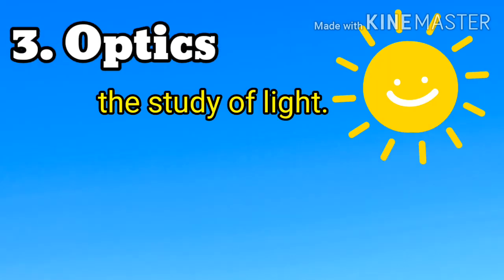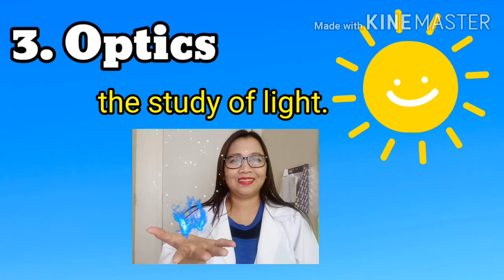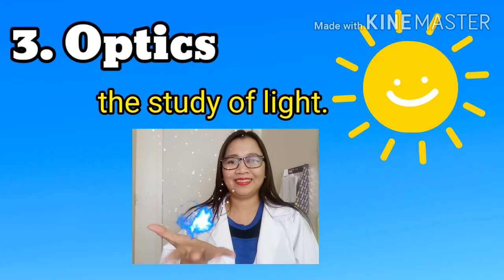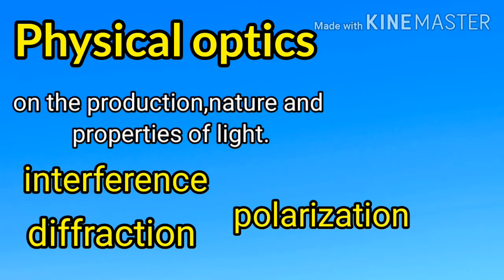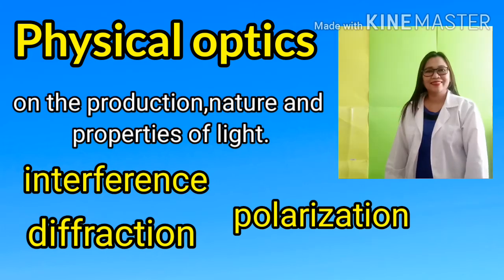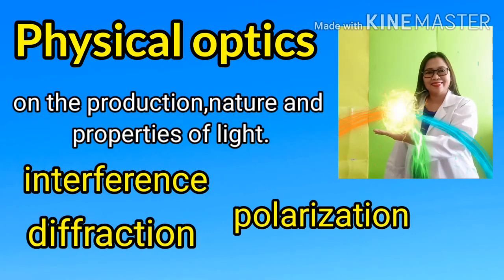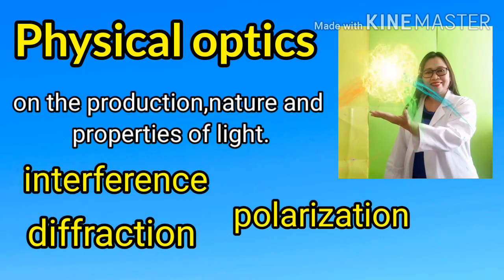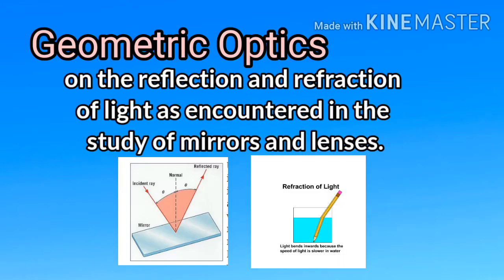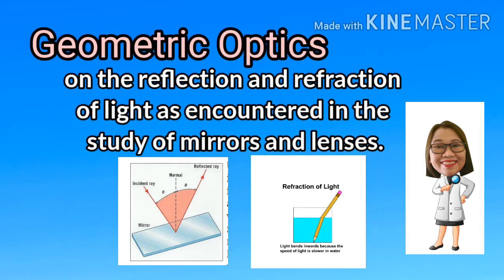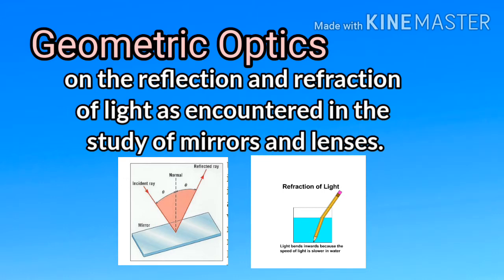Optics is the branch of physics that deals with the study of light. In physics, physical optics or wave optics is the branch of optics that studies interference, diffraction, polarization, and other phenomena for which the ray approximation of geometric optics is not valid. Physiological optics is concerned with the perceptual processes in the eye and its associated neuronal structures in the brain. Geometric optics refers to the reflection and refraction of light as encountered in the study of mirrors and lenses.